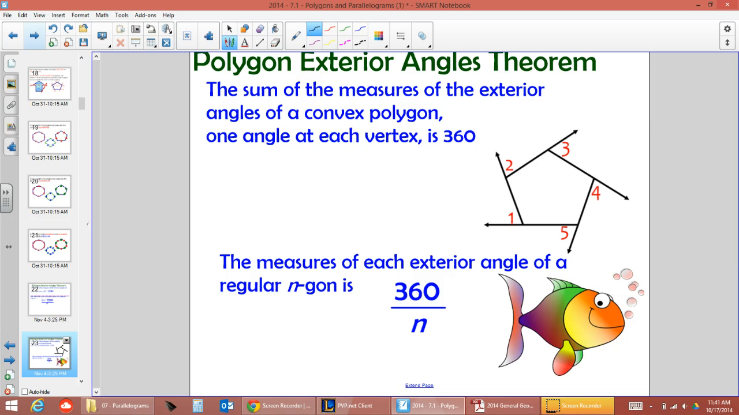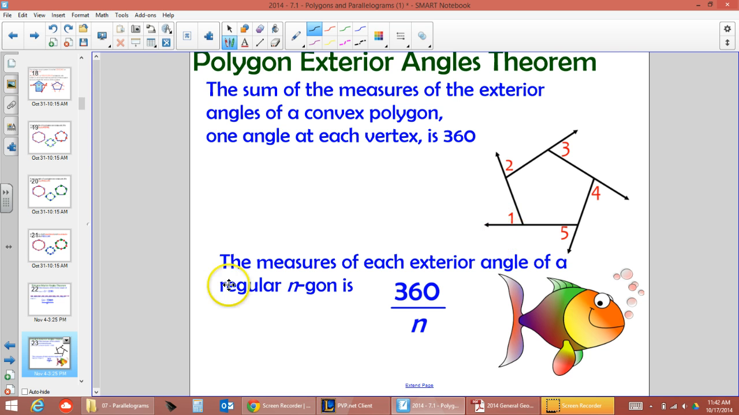So, polygon exterior angle theorems. Now we're looking at exterior versus interior. These were our interior angles we talked about, and each of these adds up to the previous formula, n minus 2 times 180 over n. But now if we look at the exterior angles, if we extend out the line segments in a pattern, see how I'm extending all these ones out one at a time? Then the sum of the measures of the exterior angles has to be 360, which I find fascinating.